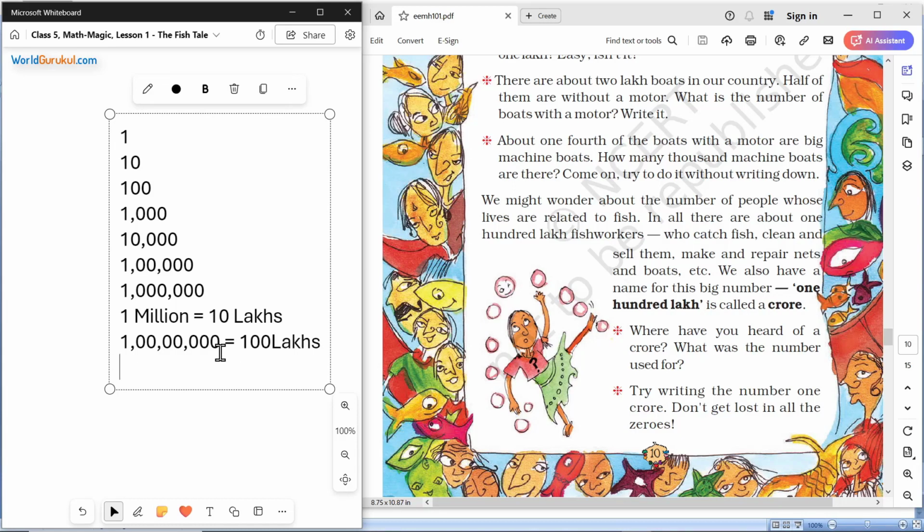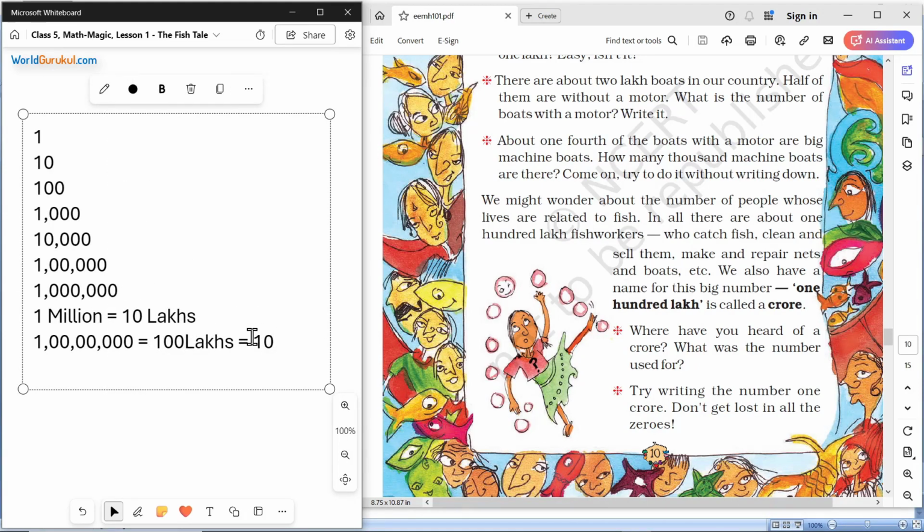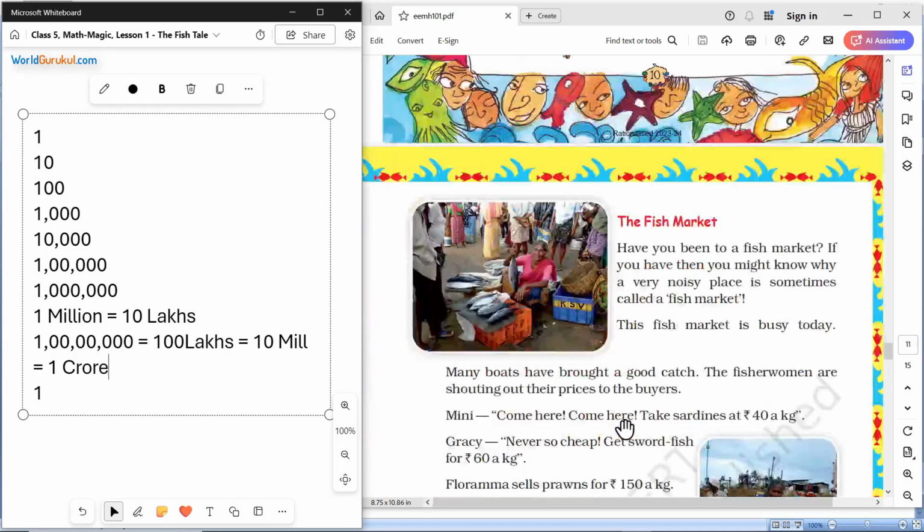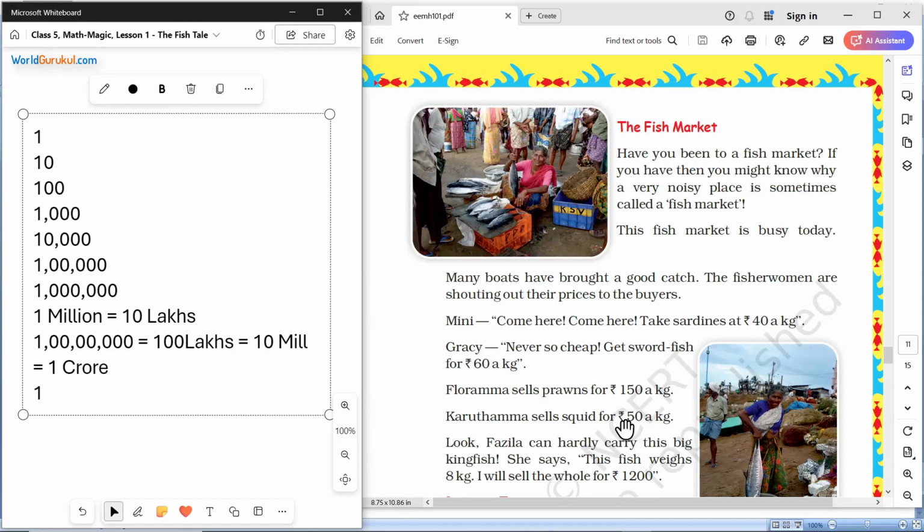Or in millions, can you tell? 1 million is 10 lakhs. So 1 crore is 10 million. So 1 crore, 10 million, 100 lakhs is this much big number. It will have 7 zeros. We use these crores to count the population, millions and billions, and the currency, and in banking, and at many more places.